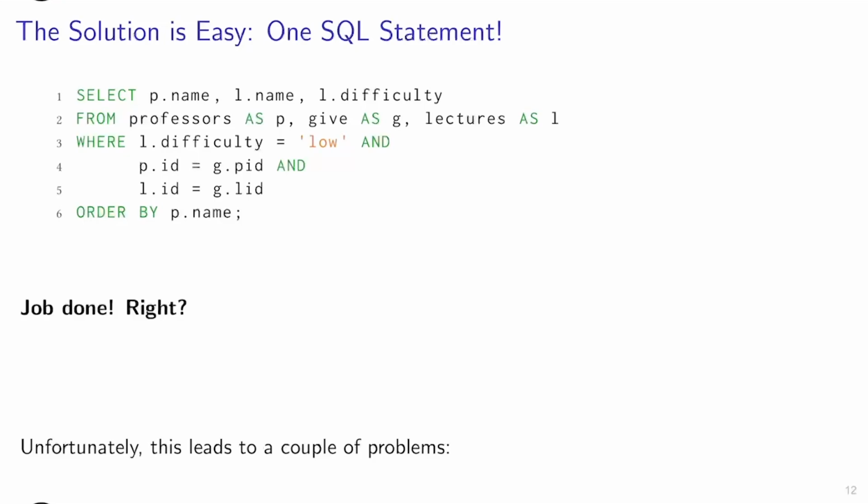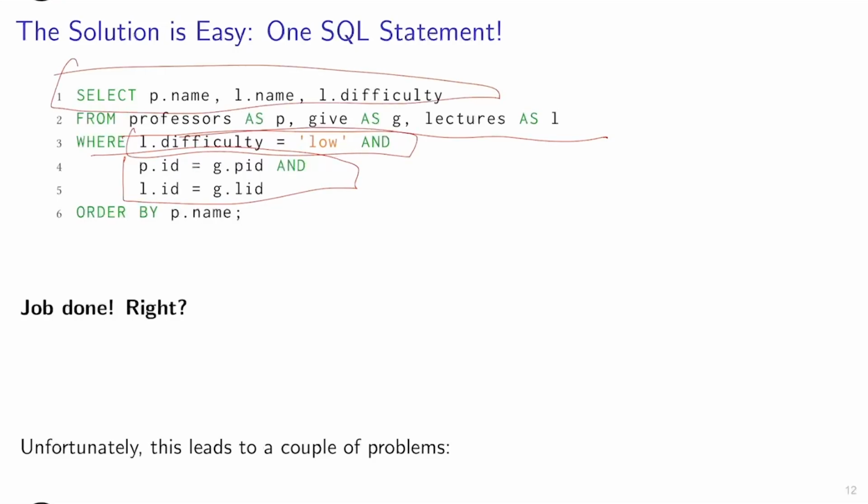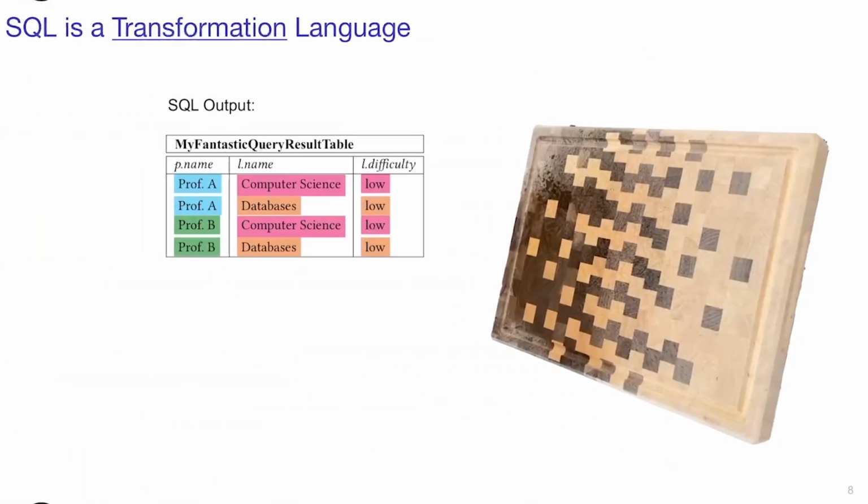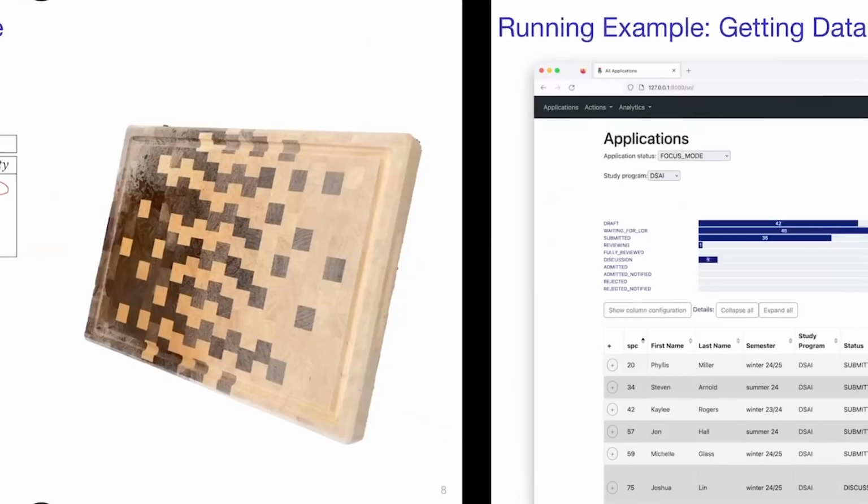So I want to have data from all of these three relations. I specify the join keys here. I say the difficulty should be low, and then I say, okay, those are the columns I'm interested in, those 3 columns. I also order by professor name. And then I get a relation like I showed to you before, basically this one. Everything is flat. So professor A was spelled out multiple times, this lecture was spelled out multiple times, and so forth and so forth. That's basically the result table.